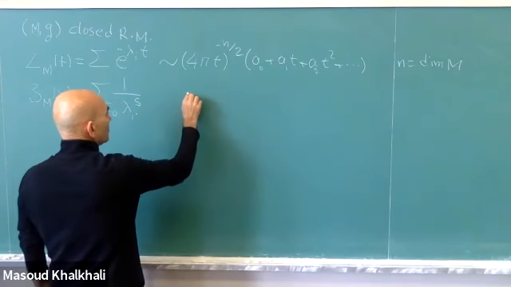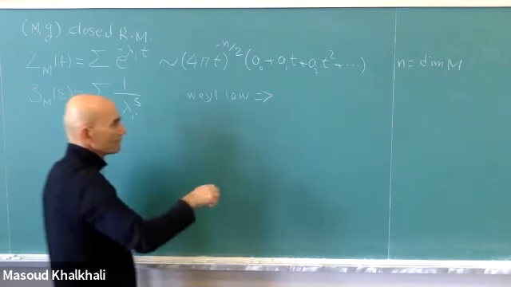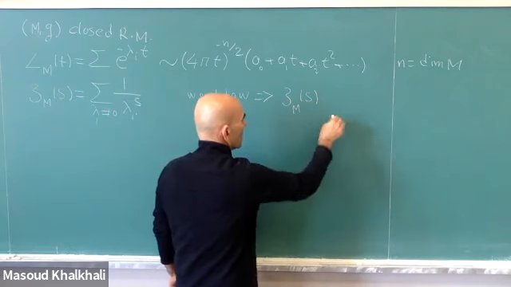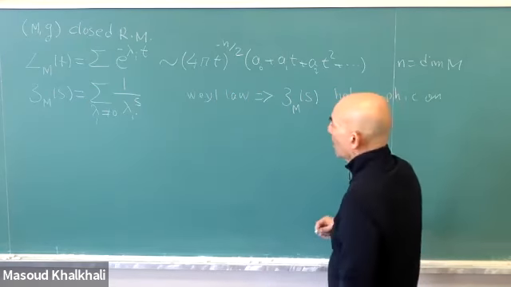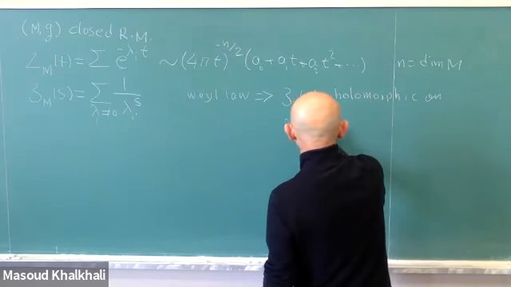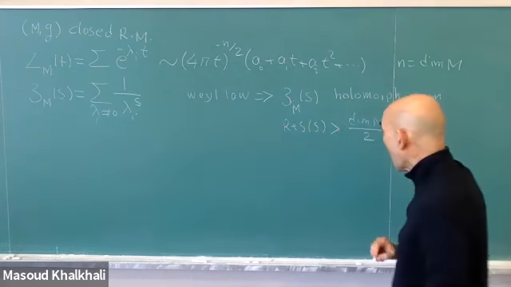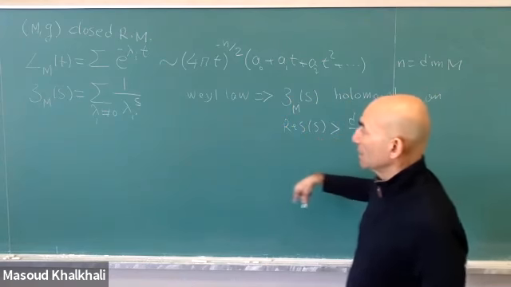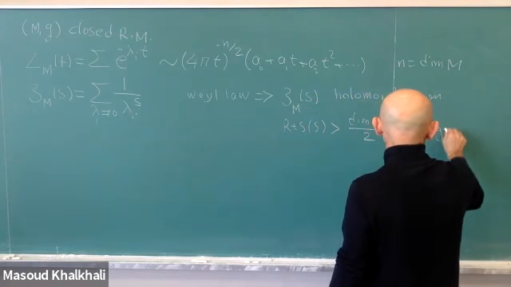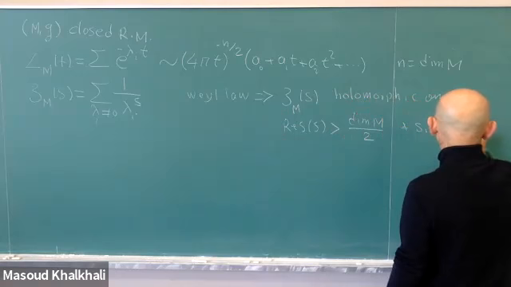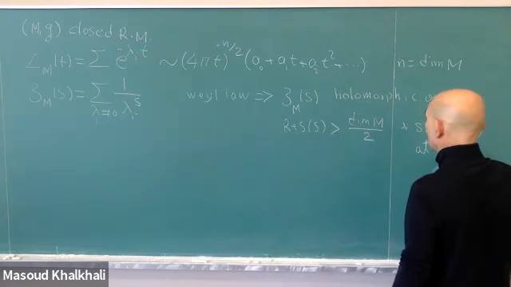So we saw that Weyl's law implies that this function is holomorphic on the real part of s bigger than n over 2, where n is the dimension of M. And it's certainly, as we observed, singular at s equal to dimension of M over 2, at least from the right-hand side.